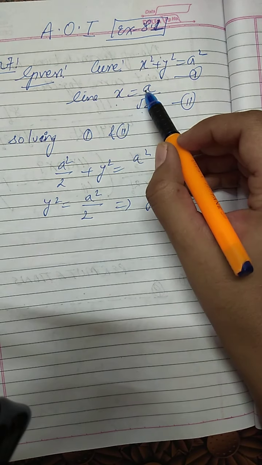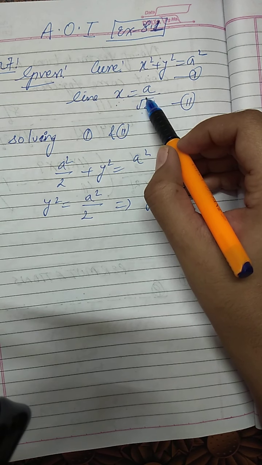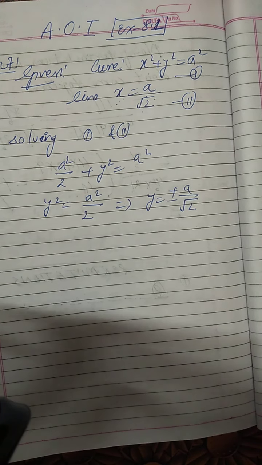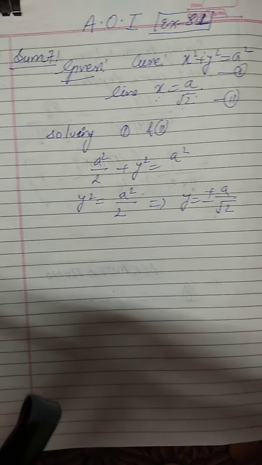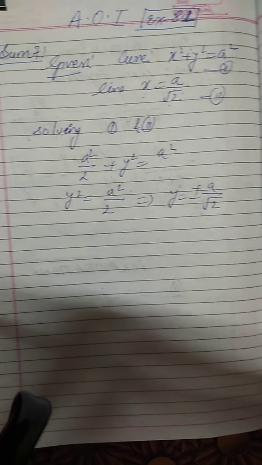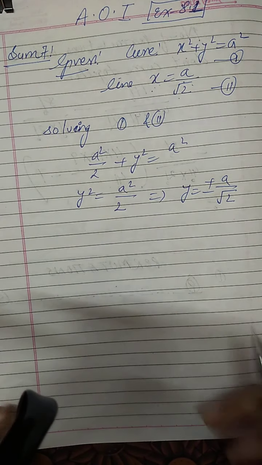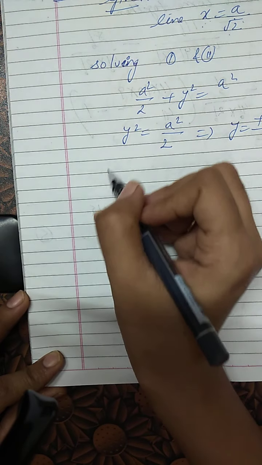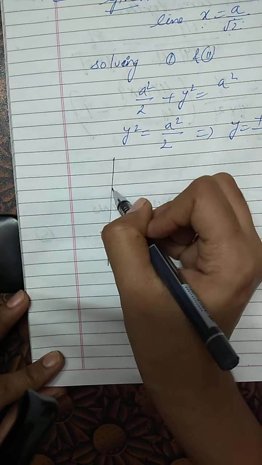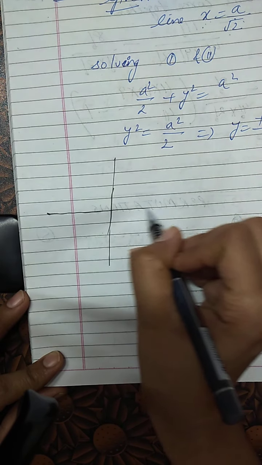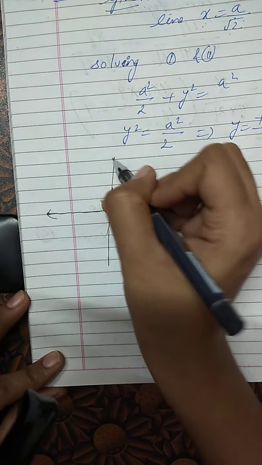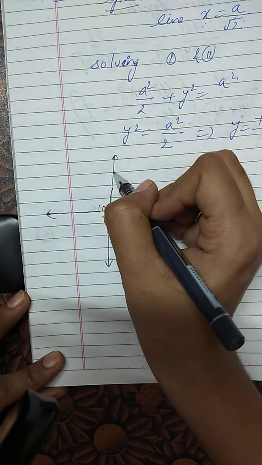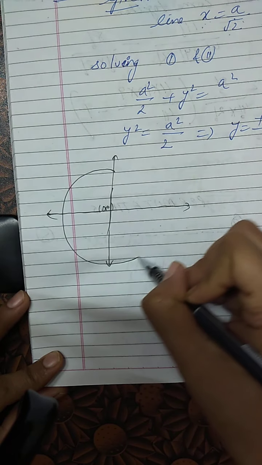The line is x equals a by root 2, that means it is on the positive side of the x axis. So let us have the rough sketch of this curve and the line, so that we can see which smaller area we are supposed to find. I am taking my sketch here on the left side. The center should be 0, 0. Let us draw the circle.